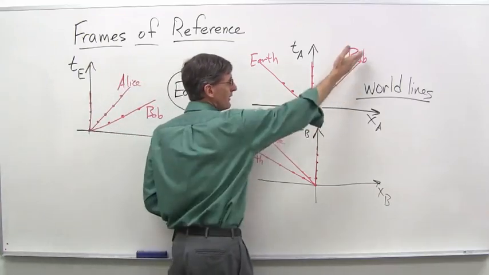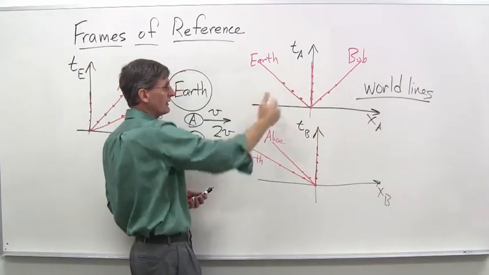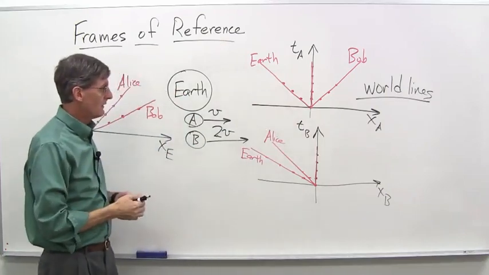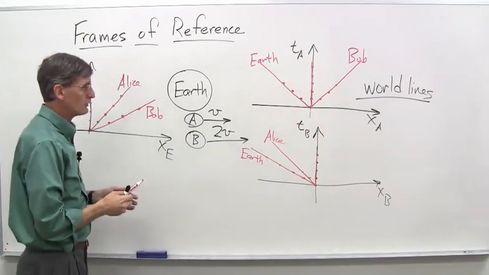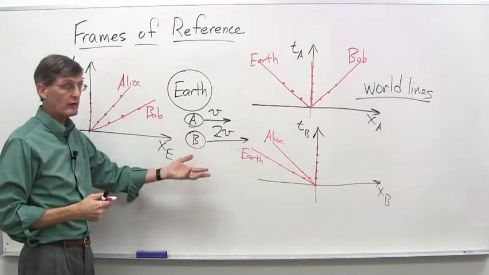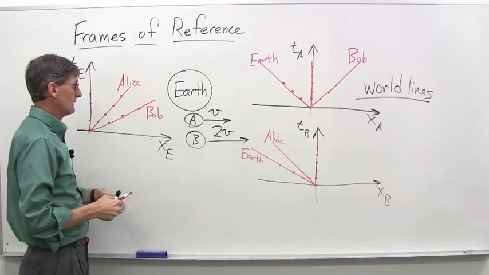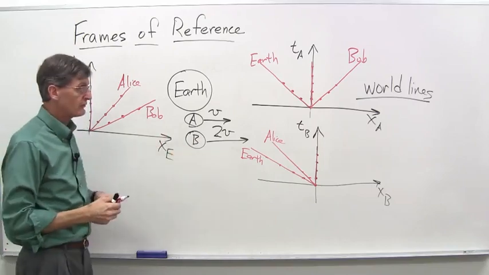We've got the world line of Bob from Alice's perspective, the world line of Earth from Alice's perspective, and the same way for Bob as well. We talk about world lines. So we talk about Bob's world line from Alice's perspective, we talk about Alice's world line from Bob's perspective, and so on and so forth.